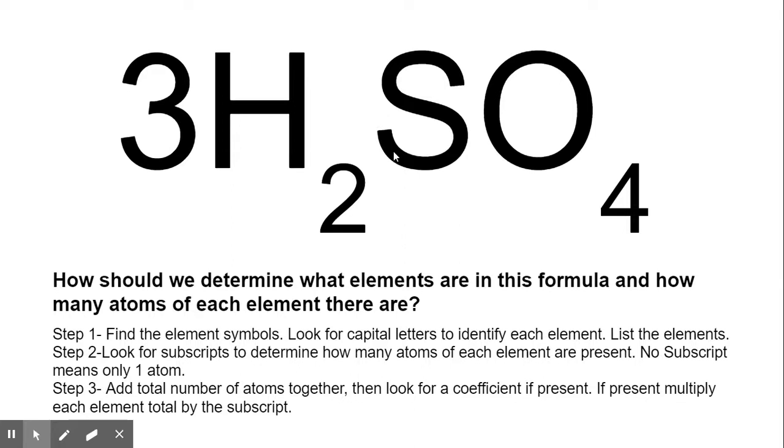So the first step is to find the element symbols, looking for capital letters to identify the elements, and then list the elements. Step 2 is to look for subscripts to determine how many atoms of each element are present. If there's no subscript, that means there's only one atom. Then you're going to add the total number of atoms together and look for the coefficient if present. If it is present, then you're going to multiply each element total by the coefficient. So let's go ahead and use this same formula to practice.